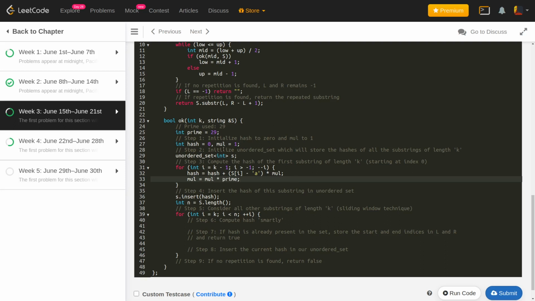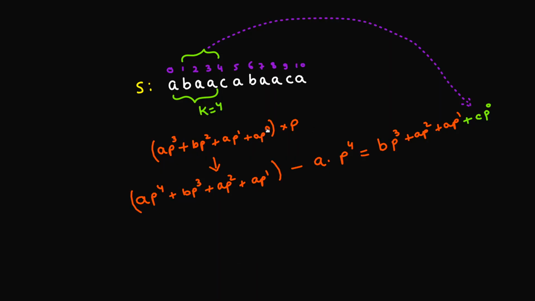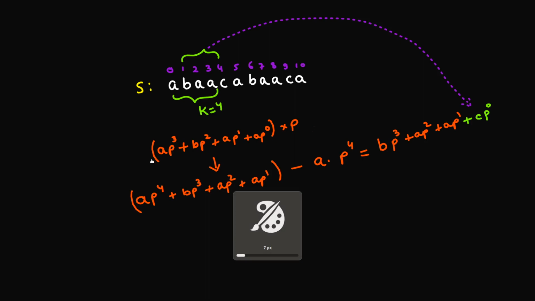So what does that mean? This mul will be p raised to the power 0 first, because that's 1. Then since I have multiplied by prime, it's going to be p raised to the power 1, then p raised to the power 2, then p raised to the power 3. Then if I do that one more time, it's going to be p raised to the power 4.